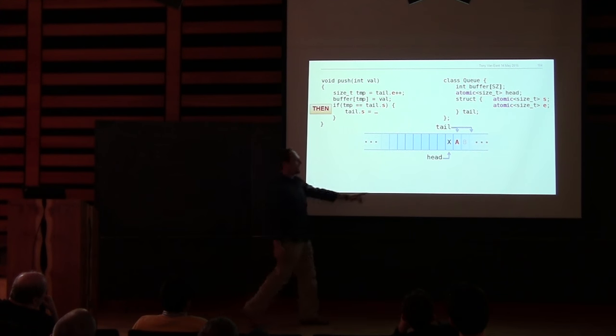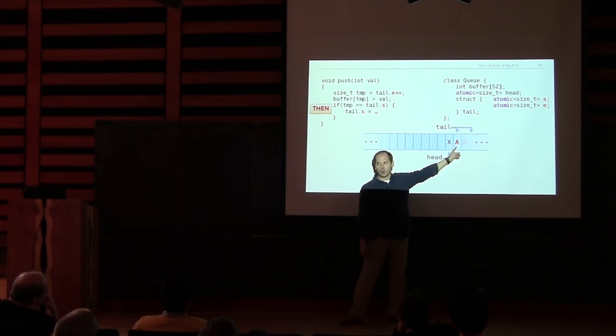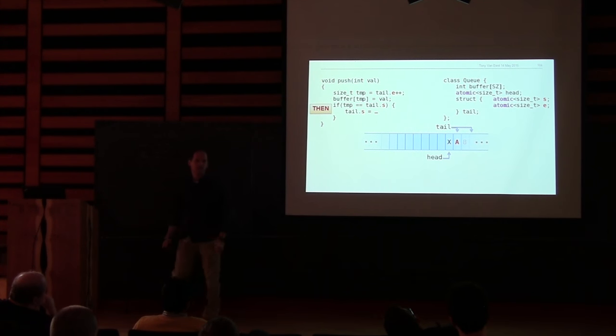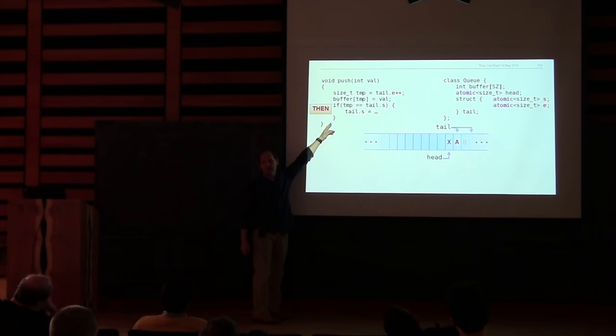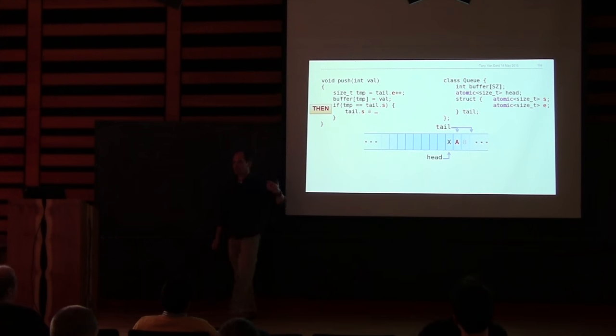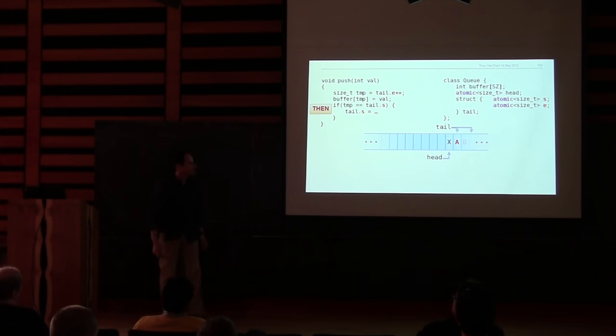Yeah, only this guy. We've reserved this spot. There's only one person who can have temp equals that spot. When I get that spot, I have reserved tail.s for me. No one else gets it. And we also said that tail goes on forever, so we'll never just roll over tail and someone else will happen to be in the same spot.